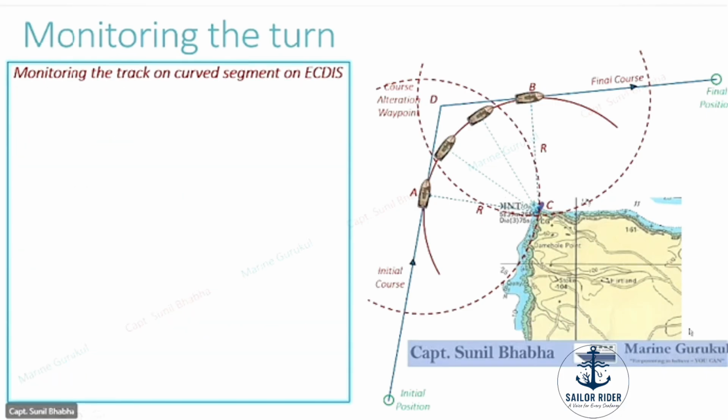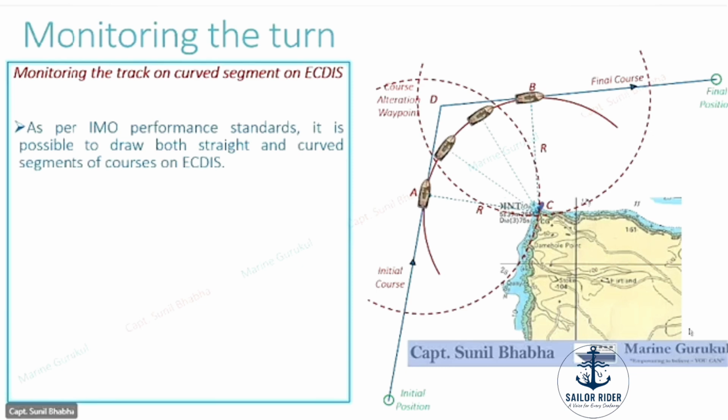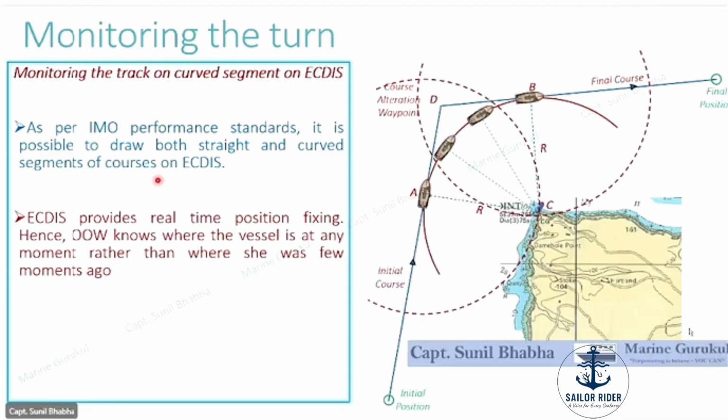Now moving on to the next scenario. If we do not have a visible object and we do not have a radar conspicuous object, then the option available to us to monitor our progress along the curved path is by using the ECDIS. As per the minimum performance standards for the ECDIS equipment, it is possible to draw both straight and curved segments of courses on the ECDIS.